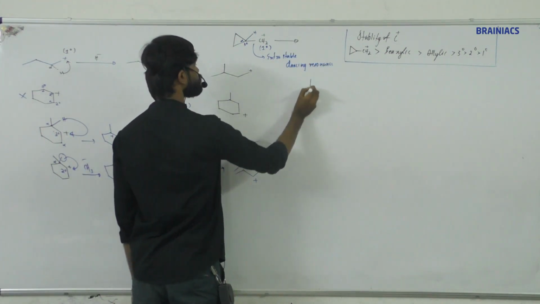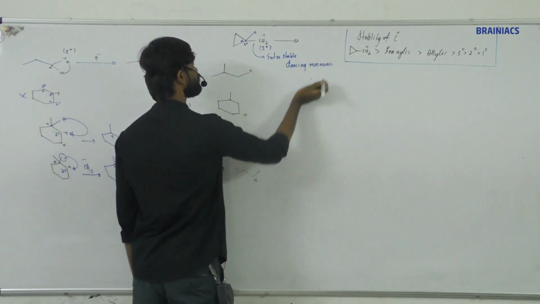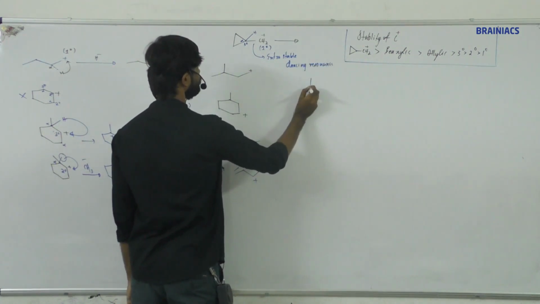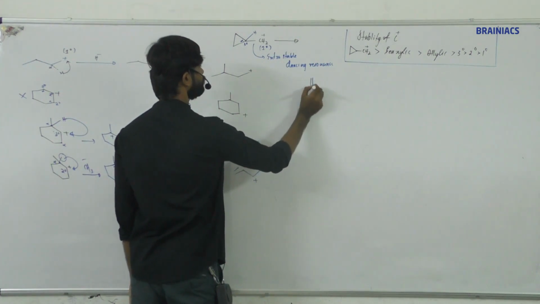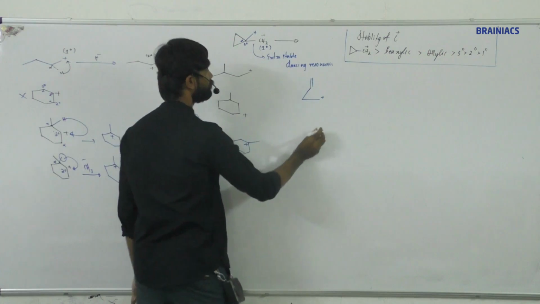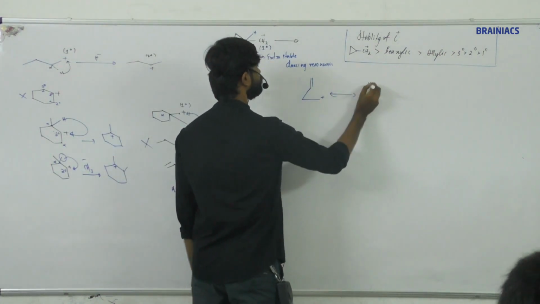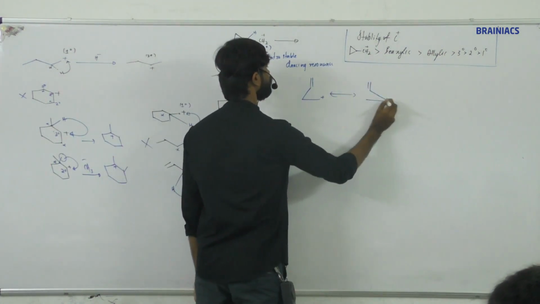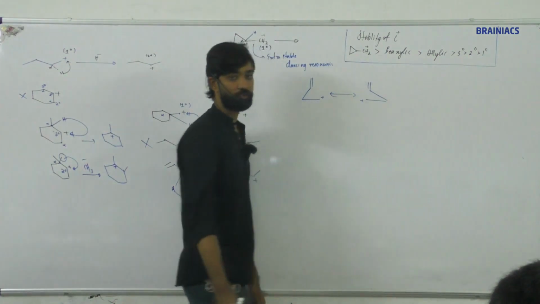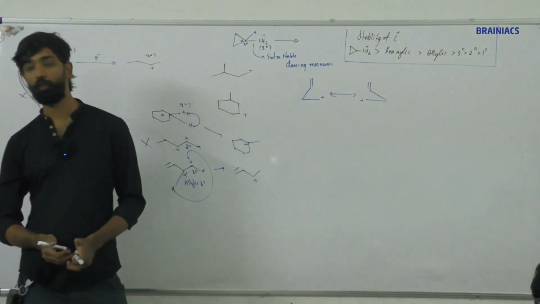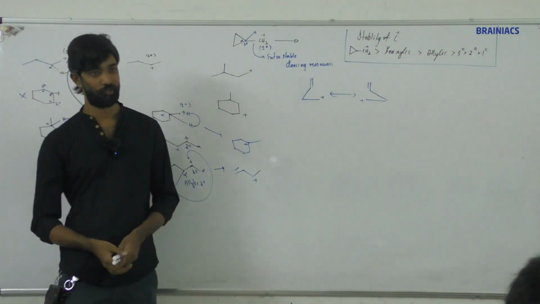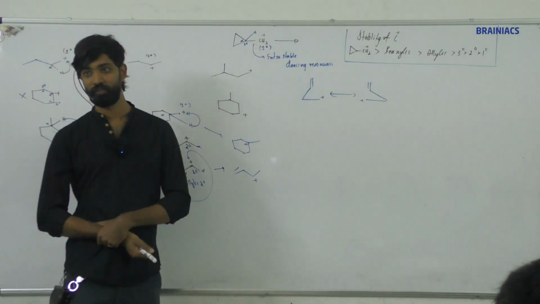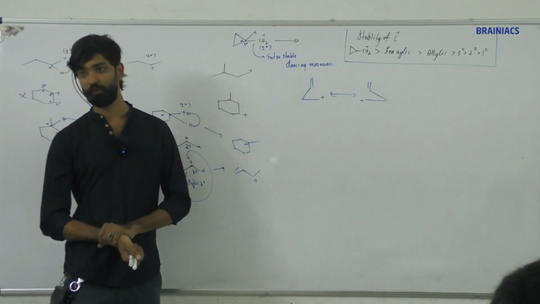And this molecule has a resonance structure something like this, which is referred to as dancing resonance. Cyclopropyl methyl carbocation, CPM. And this molecule has a dancing resonance, something like this. That's why it is extra stable.